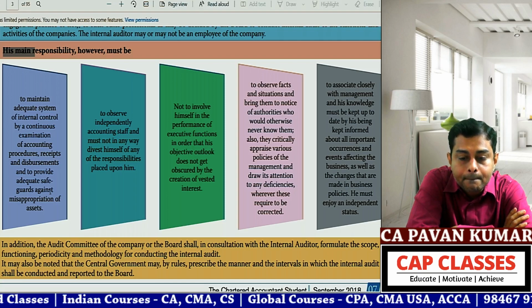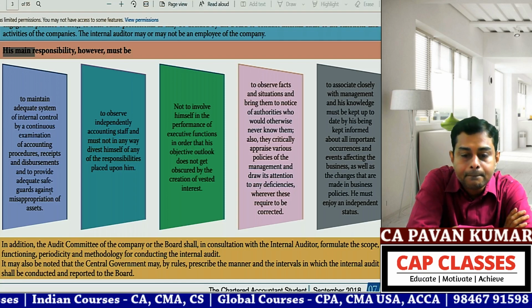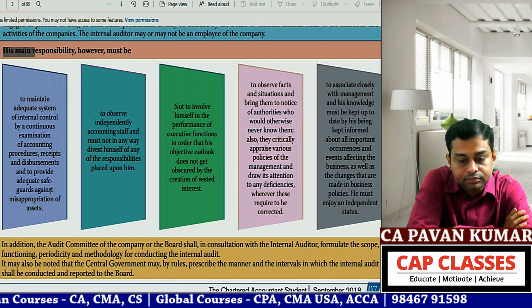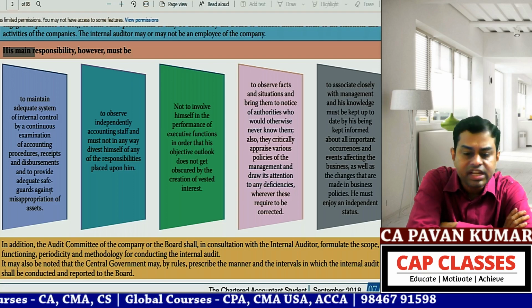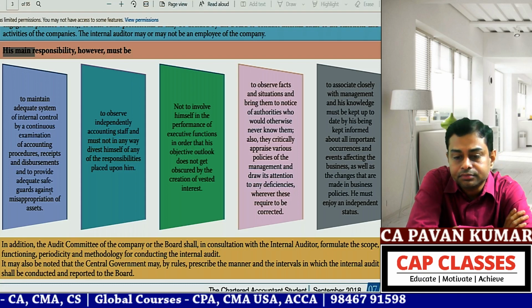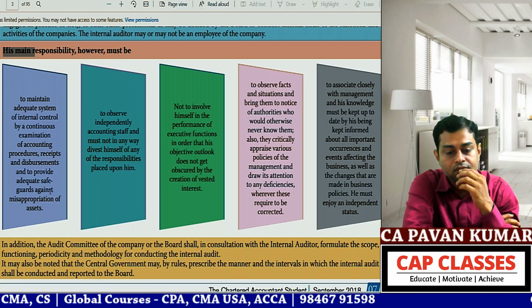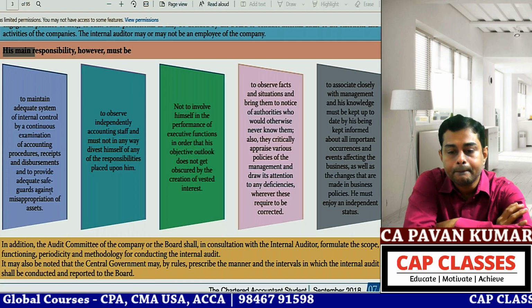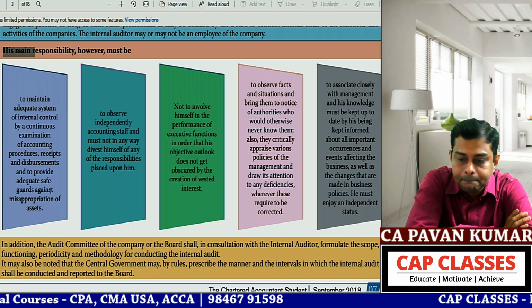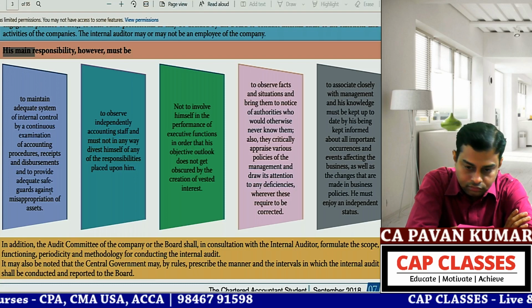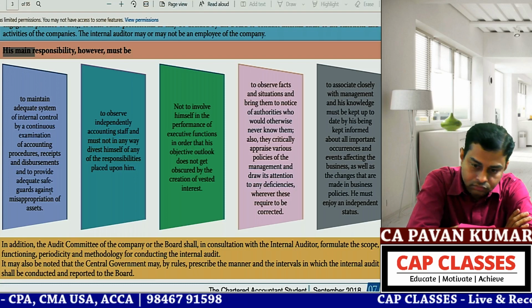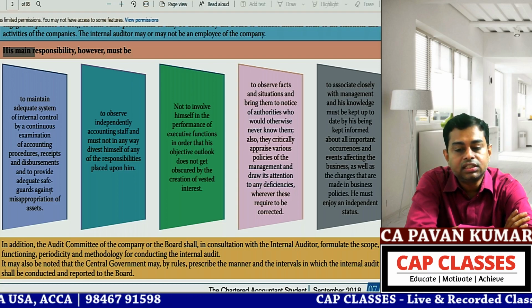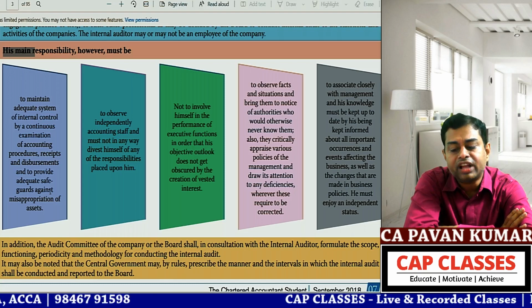Not to involve himself in the practice of executive functions in order that his objective outlook does not get obscured by the creation of vested interest. Same point. Next. To observe facts and situations and bring them to notice of authorities who would otherwise never know them. Also, they critically appraise various policies of the management and draw its attention to any deficiencies wherever these require to be corrected.